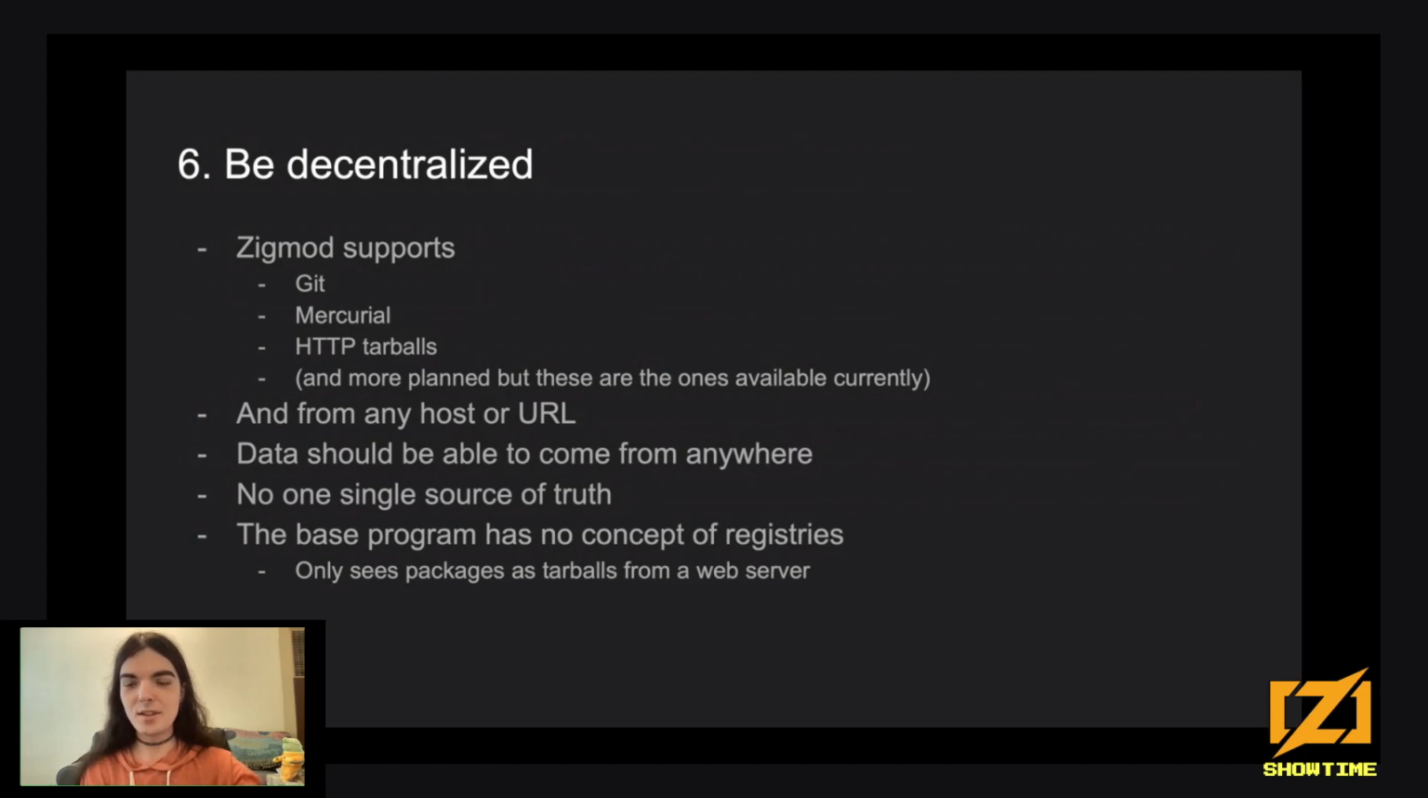And then being decentralized was a big thing that Andrew and team also said they wanted, and Zigmod follows that. It supports Git, Mercurial, and HTTP tarballs. There's going to be support for subpackages. You can get data from any host or URL. All three of those remote types are not tied to a specific host, so there's no single source of truth. And although there is integration for the registry, the base fetching program has no concept of what a registry is. It only sees tarballs from a web server.